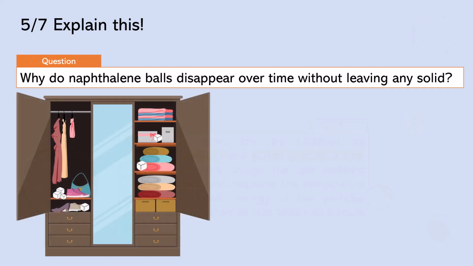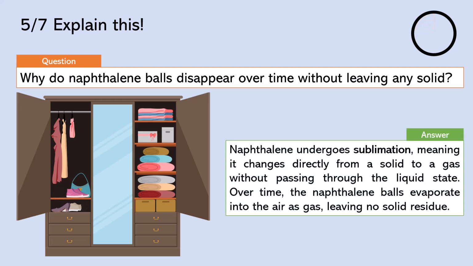Okay, question 5. Why do naphthalene balls disappear over time without leaving any solid? Naphthalene undergoes sublimation, meaning it changes directly from a solid to a gas without passing through the liquid state. Over time, the naphthalene balls evaporate into the air as gas, leaving no solid residue.